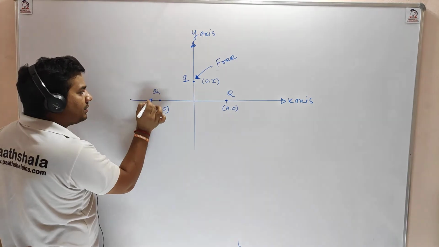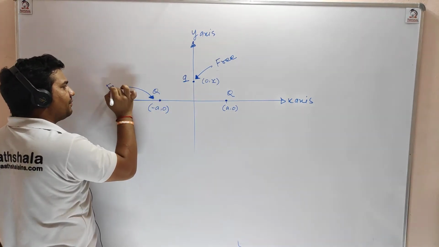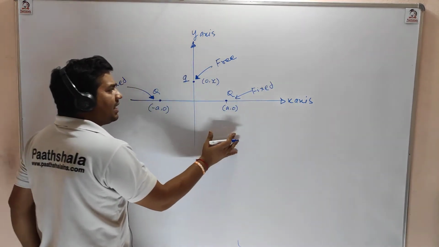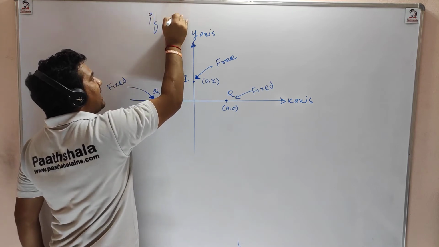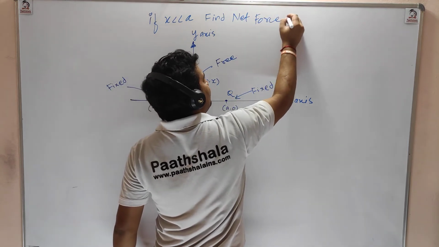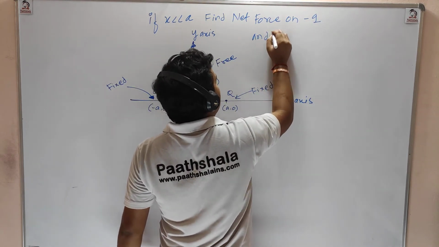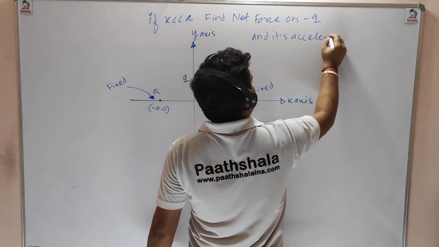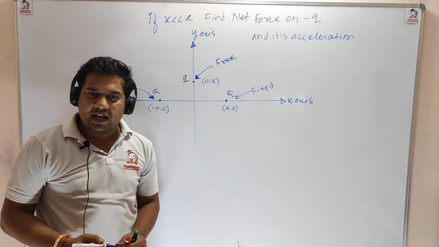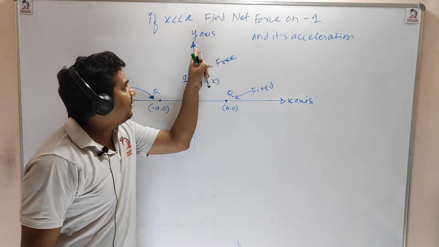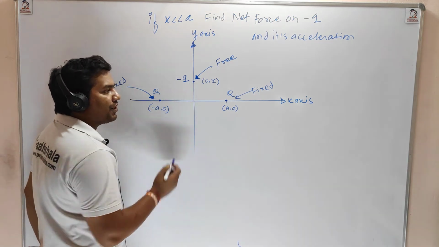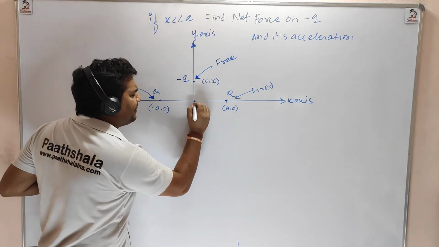This one is fixed, this is fixed, this is also fixed. Now my question is, if x is very, very small compared to a, find the net force on minus q and its acceleration. See, both the capital Q charges are fixed and small q is free. That's why when you leave this small minus q, it will move because of electrostatic force, definitely downward.